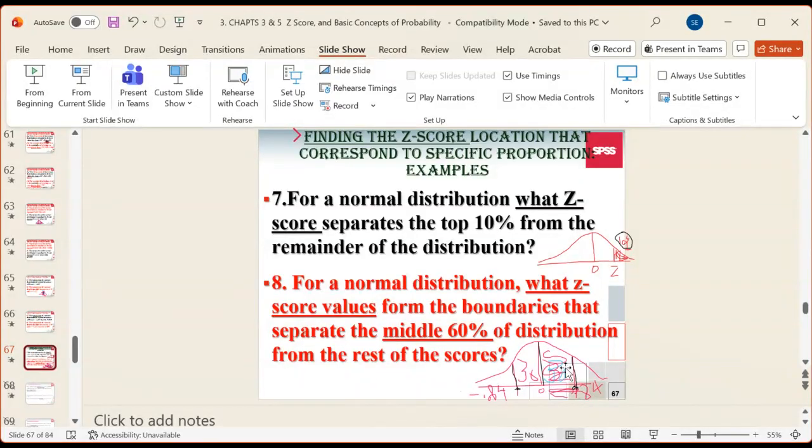Mean to z is 30%. Divided by 100 is 0.30. So you go look in that column, which says mean to z, and look for 0.30. That's the proportion of 30%. And cross over to the z.